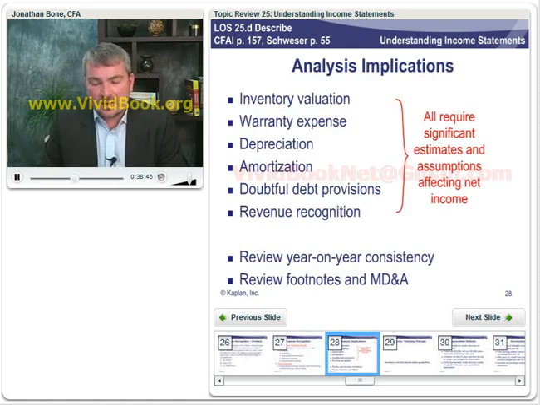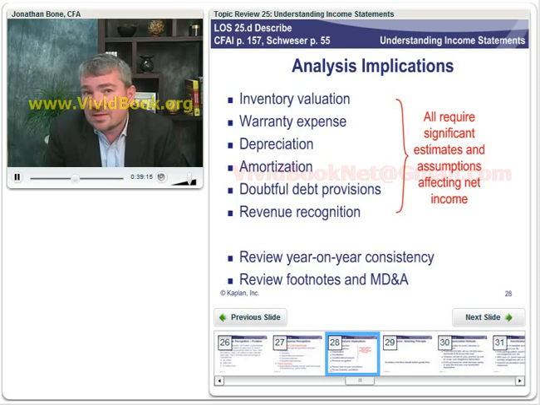Now, what we're also going to notice is because of this accruals process, we're going to have a lot of estimates and assumptions that will affect our income statement. So for example, for inventory valuation, we're going to have to value this ending inventory that we take out of our cost of goods sold and transfer into our current assets in the balance sheet. And we're going to see that we have a number of different methods for valuing our ending inventory: FIFO, LIFO, and average cost, that we're going to discuss in a little while.